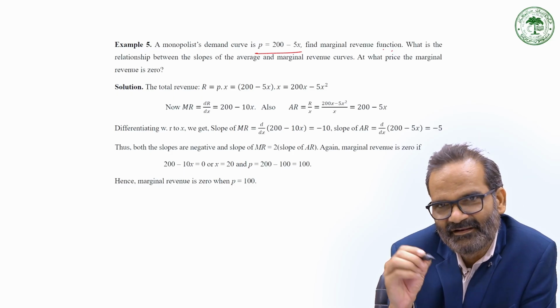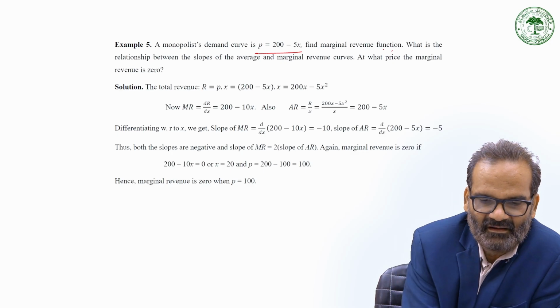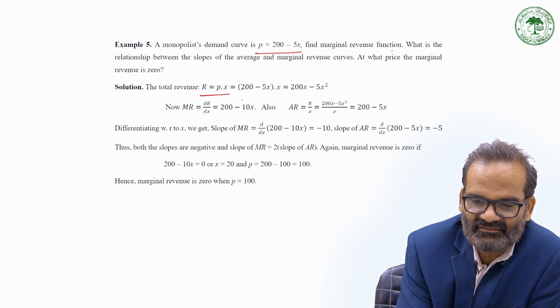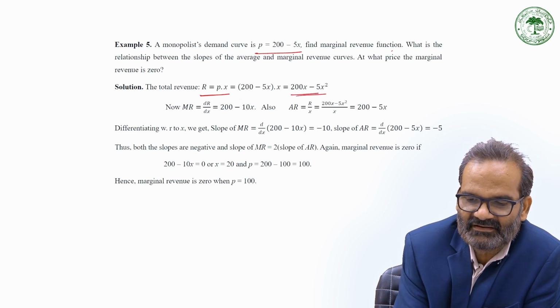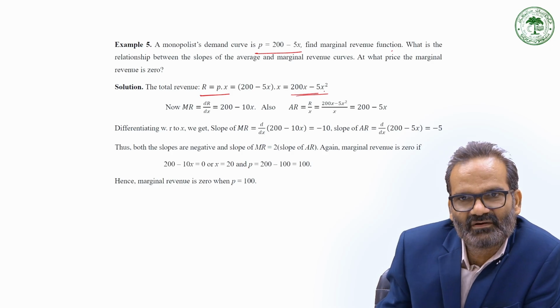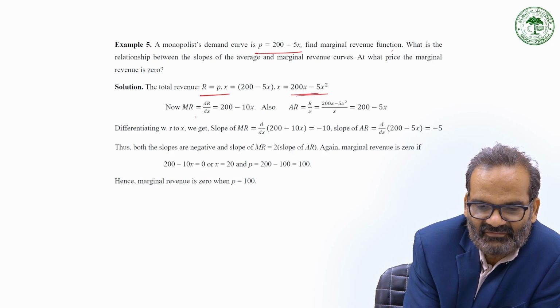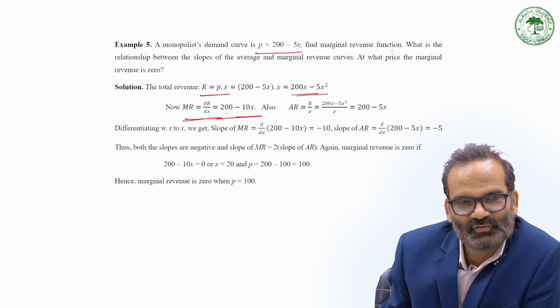Naturally, to find the marginal revenue function, first find the total revenue function. We know that the revenue function is given by R equals Px. P is given as 200 minus 5x. So multiply 200 minus 5x by x, you will get 200x minus 5x square. This is our total revenue function. Now to find the marginal revenue function, we find its first derivative. The first derivative of this is 200 minus 10x. This is your marginal revenue function.